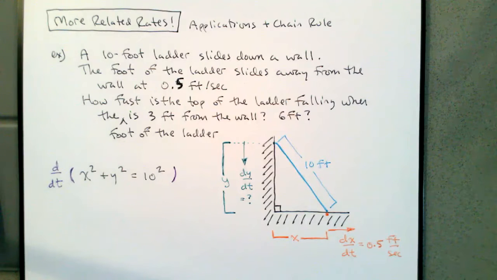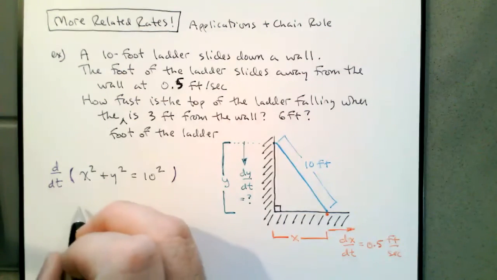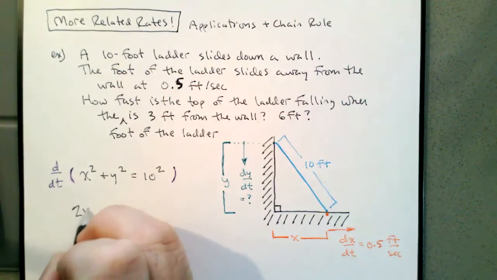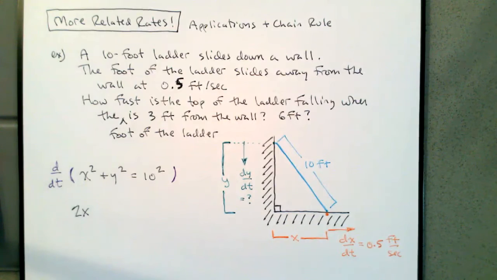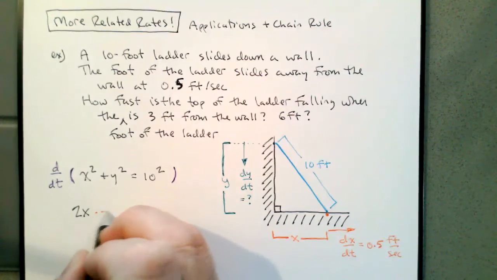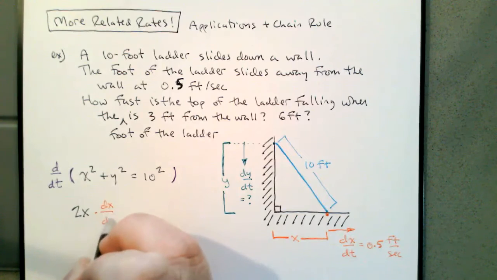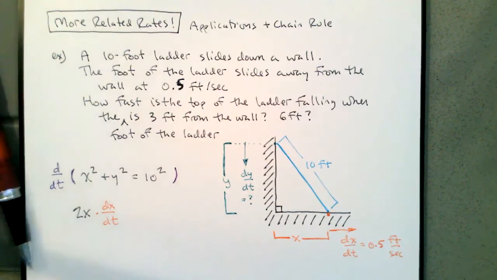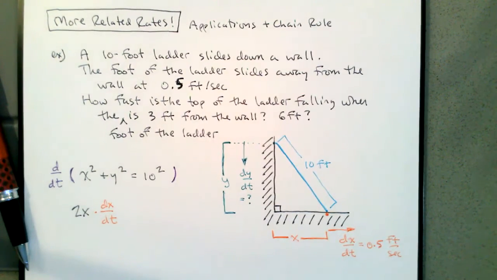The derivative of x squared is 2x, but that's the derivative with respect to x. The chain rule says multiply by the derivative of x with respect to t. And that's how we get to a derivative with respect to t.